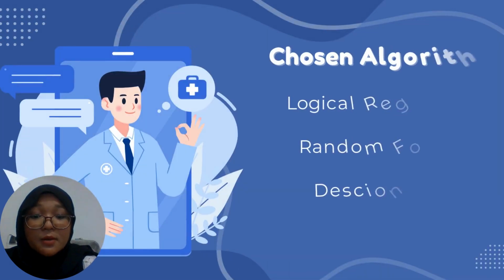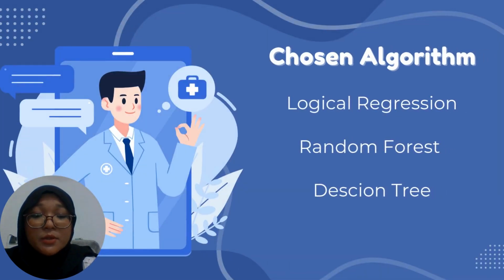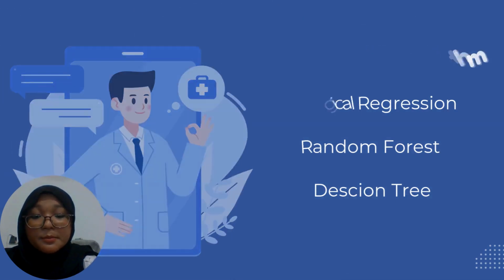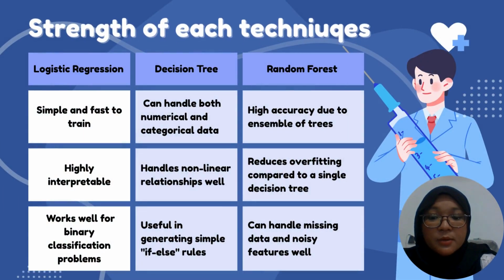For this project, we have chosen three algorithms, which are logistic regression, random forest, and also decision tree. For each algorithm, we will tell you the strength, the limitation, and also the impact. Let's begin with strength.